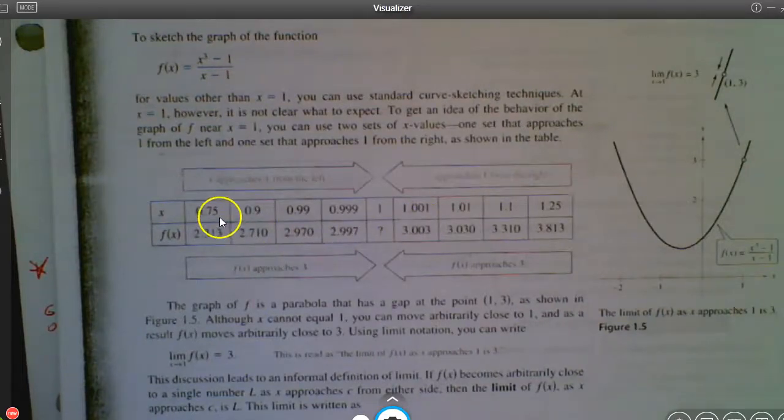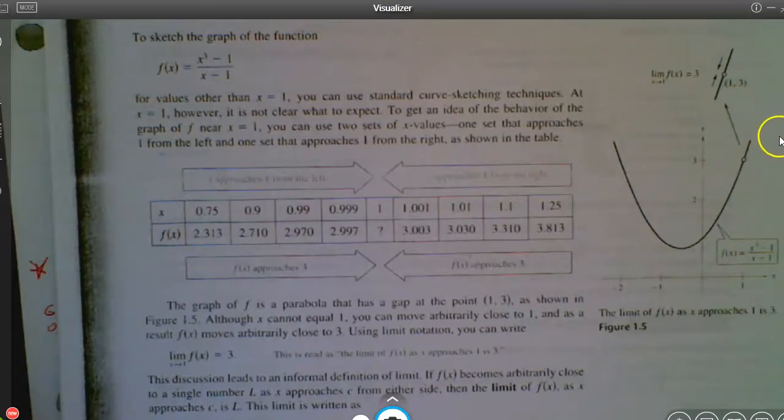So we can always plug in numbers, look at a table of values, and see it that way. A graph is a great way to look at limits. It's a real clear picture of what our limit would be. So if you just follow on the graph, as my x values get closer and closer to a value of 1, as I move to the right, you can see that my y values are approaching 3.